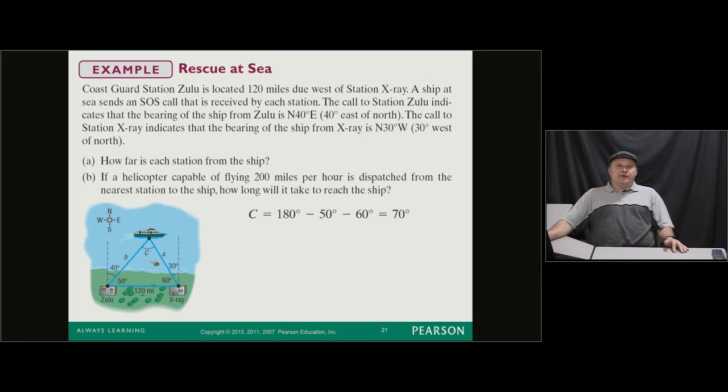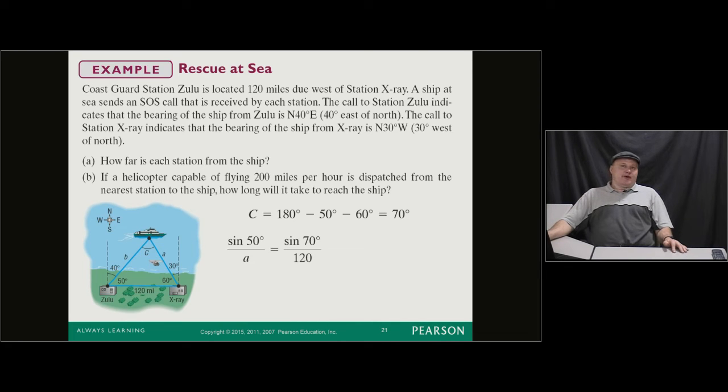Now angle C, the one right below the ship there, is going to be 180 minus 50 minus 60 degrees, which is 70 degrees. So remember, these east to west angles are 50 degrees because that one bearing is north 40 degrees east, and the other one was north 30 degrees west, which makes the other angle 60 degrees. And so that makes the angle at the top 70 degrees.